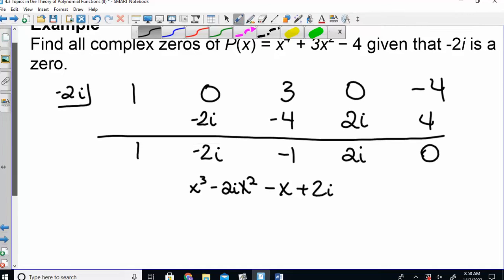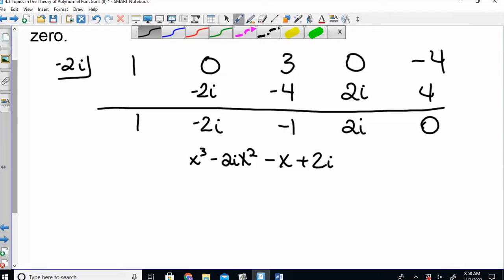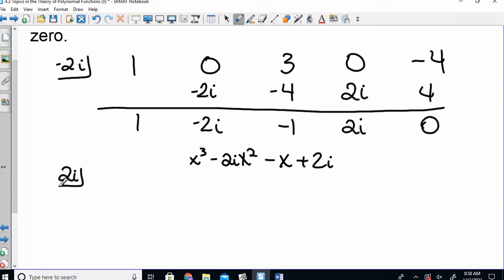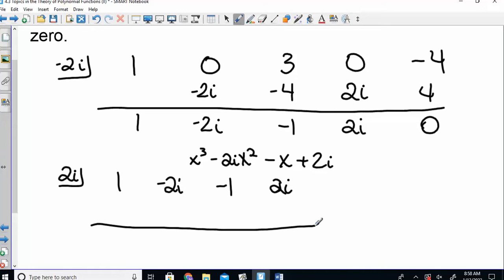Positive 2i, the conjugate. So what we are going to do is synthetic again with a positive 2i and the answer we just got out. So, the answer we just got out, we had a 1x cubed, a negative 2i x squared, a negative 1x, positive 2i. You do not put the remainder here. Is everybody with me?